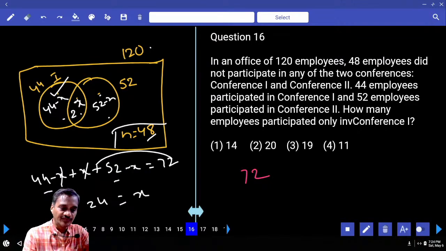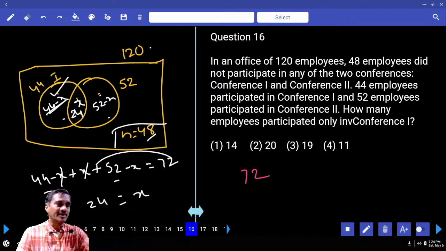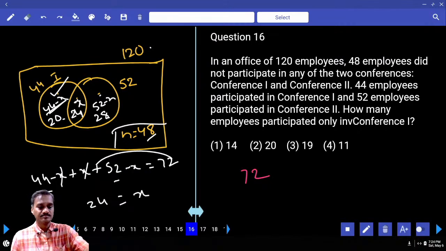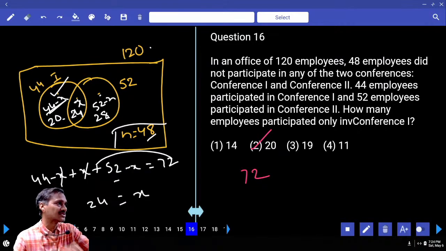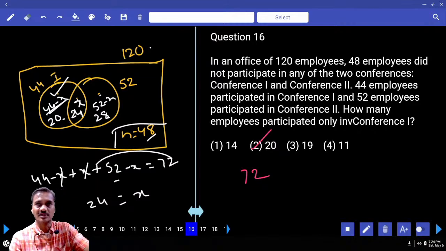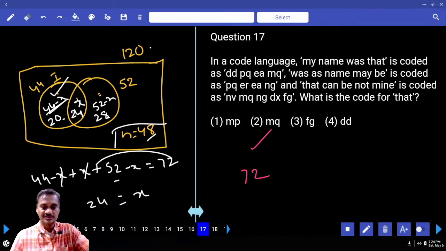And if it is 24, only one is 44 minus 24, that is 20. And in this one, 52 minus 24, that is 28. What is your answer here? 20, choice. So whenever the center element is not given, this is how you need to find out the intersection part. Once you get the intersection part, you can find out all the remaining components.